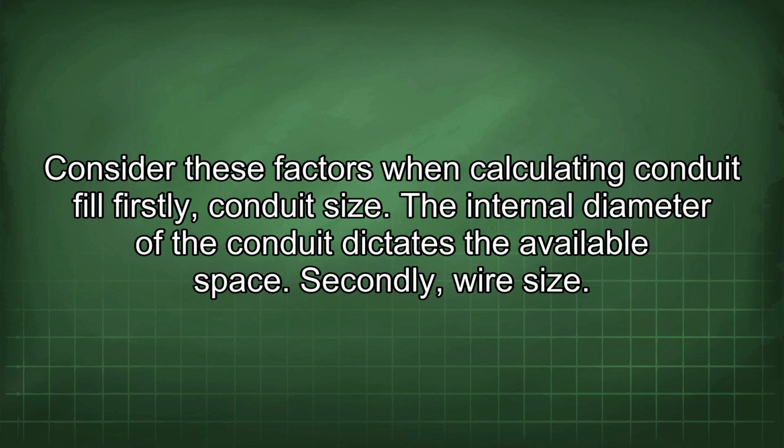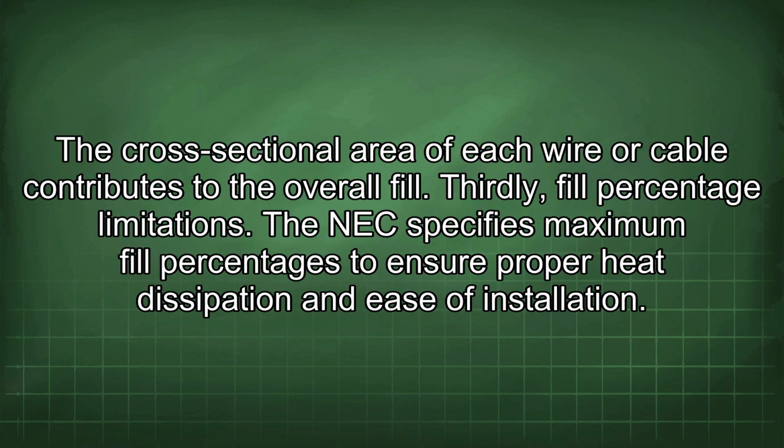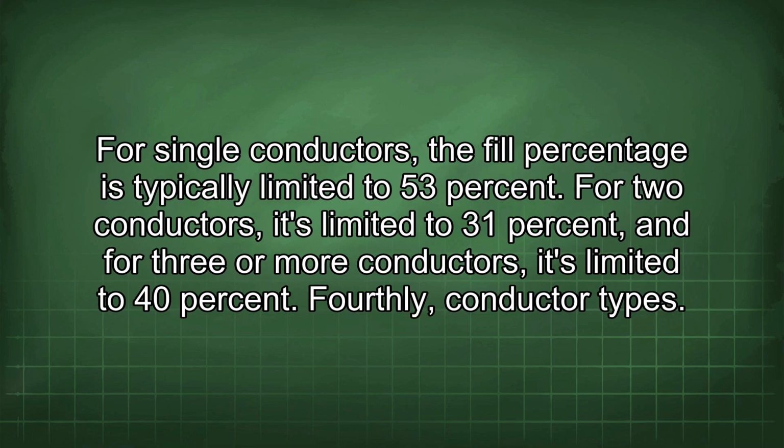Firstly, conduit size. The internal diameter of the conduit dictates the available space. Secondly, wire size. The cross-sectional area of each wire or cable contributes to the overall fill. Thirdly, fill percentage limitations. The NEC specifies maximum fill percentages to ensure proper heat dissipation and ease of installation. For single conductors, the fill percentage is typically limited to 53%. For 2 conductors, it's limited to 31%, and for 3 or more conductors, it's limited to 40%.